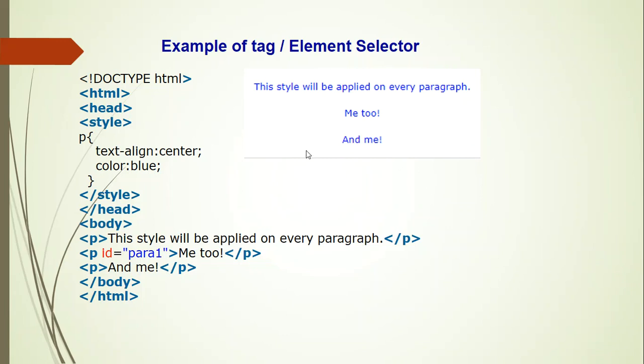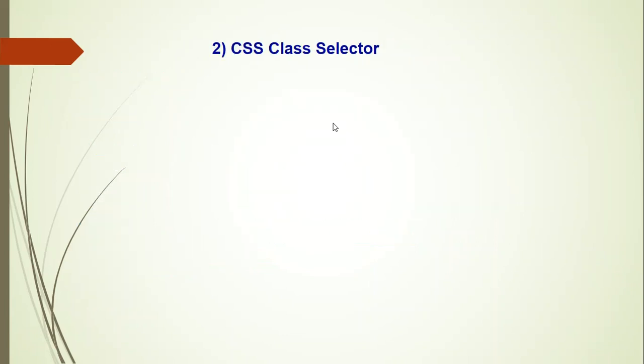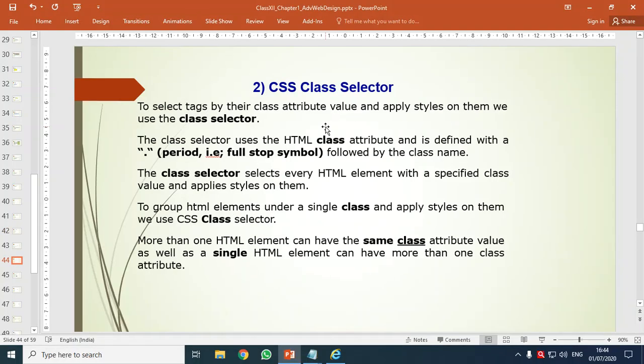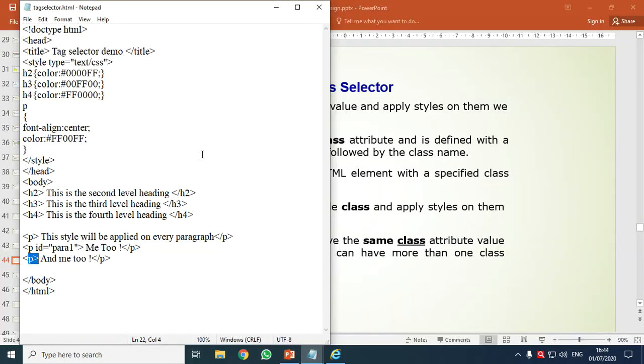right? Now, in addition to setting a style for an HTML element, our CSS will allow us to specify our own selectors called IDs and class. Okay, so we'll see what is a class selector. Now, why do we need these class selectors? Before we learn what is a class selector, let us see why we need these class selectors.